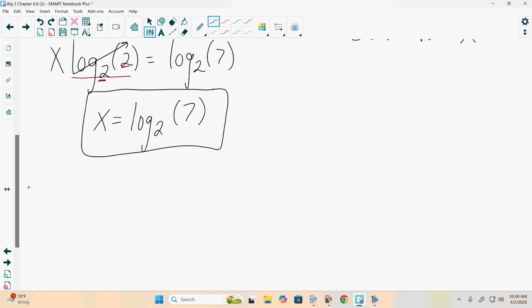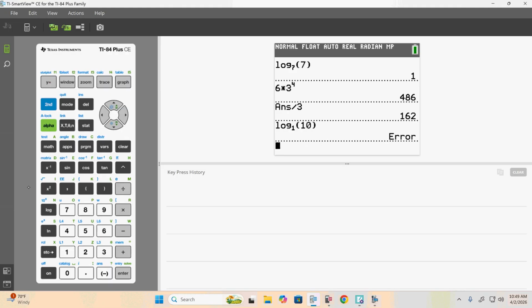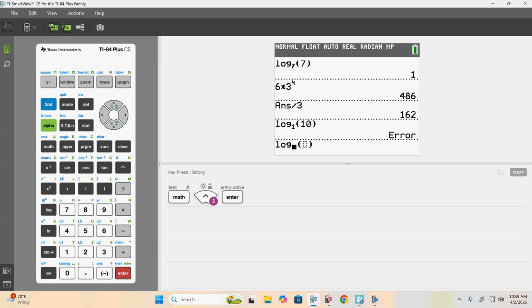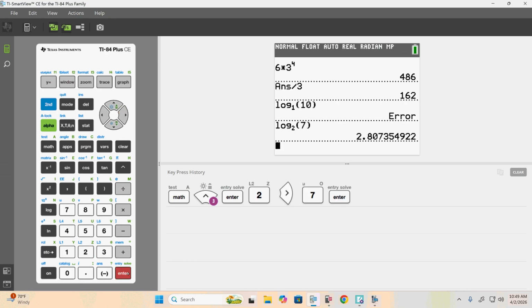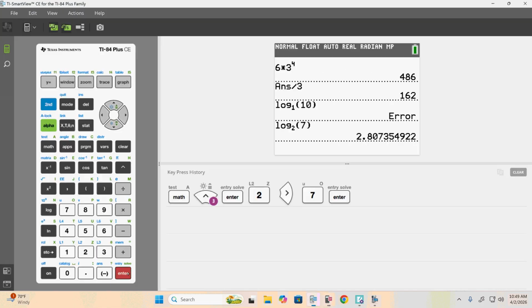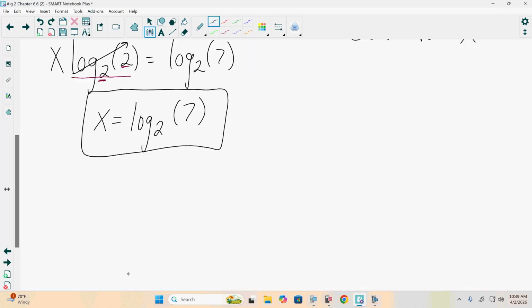And I will take that. I do want you to give the approximation because we can find the value of this here. The graphing calculator is very nice with it because we can hit the math button and scroll up or down to log base 2 of 7. Log base 2 of 7 is 2.80735499922. We'd normally round to 3 decimal places, and see this is approximately 2.807.